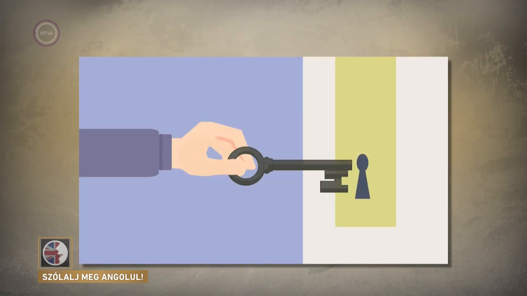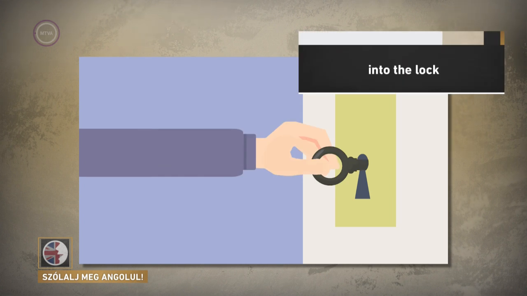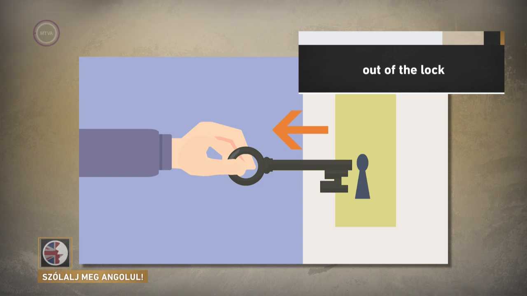To open the door, first you have to put the key into the lock. After you open the door, take the key out of the lock. When you want to drive, you first have to put the car into gear. When you park, take the car out of gear. So, that's out of, the opposite of into.